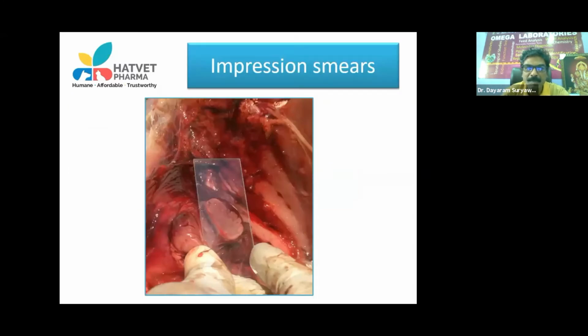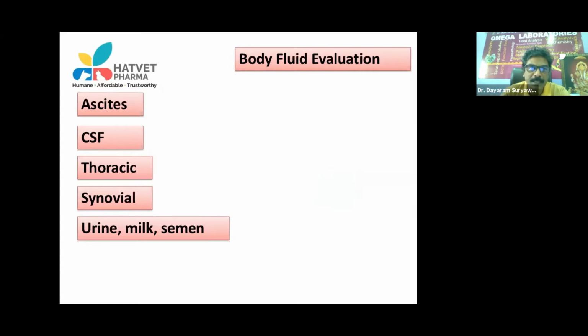Now, how to take impression smears? It's very simple. Just expose the organ, put slides over it, and take an impression smear directly from the organ. Now, the next thing is body fluid evaluation. Ascitic fluid, cerebrospinal fluid, thoracic fluid, synovial fluid, then urine, milk, and semen. These fluids come under body fluids.